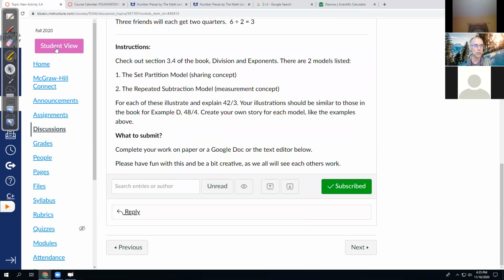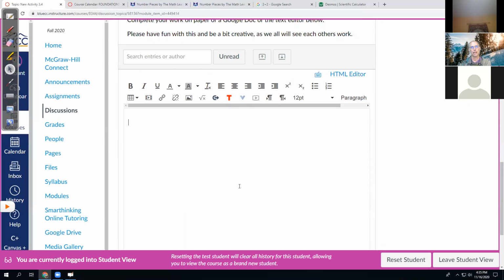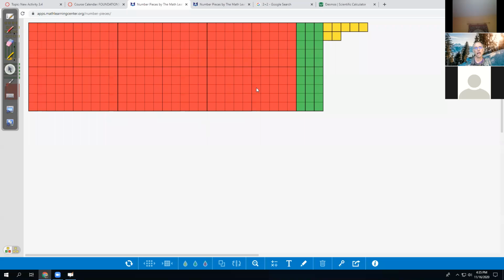When you do your post, I'm going to jump into student view. This is a little bit different than the other editor we use, but it's similar. So I start by hitting reply. If I have pictures that I took with my phone that I want to put in here, I would have to email it to myself to get it to the computer. If you use something like the toys online, you could do a screenshot on the computer. Try to avoid taking a picture with your phone of the computer. Those generally don't look good.